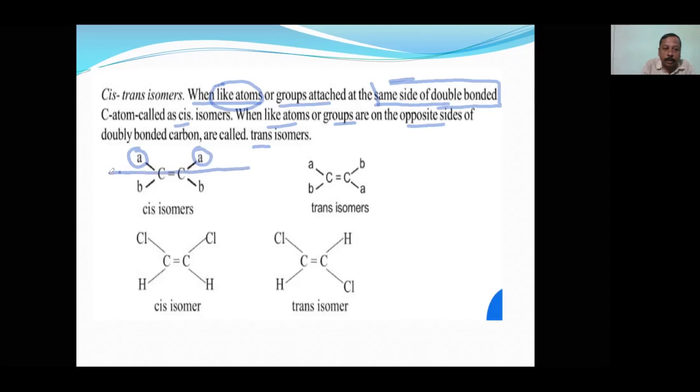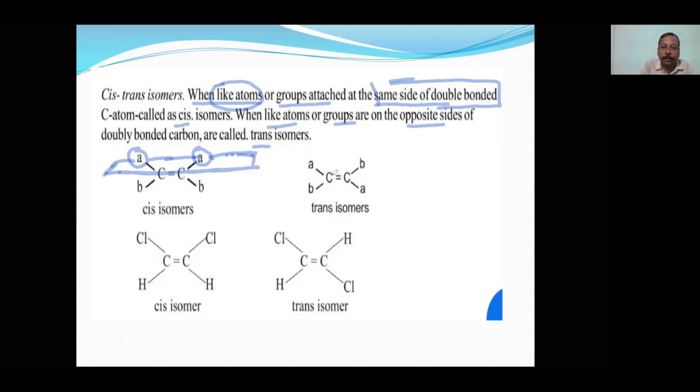You should draw a line across the double bond like this. Okay, so this is a double bond plane. With respect to the double bond plane, what happens? These two A are on the top side, these two B are on the bottom side.